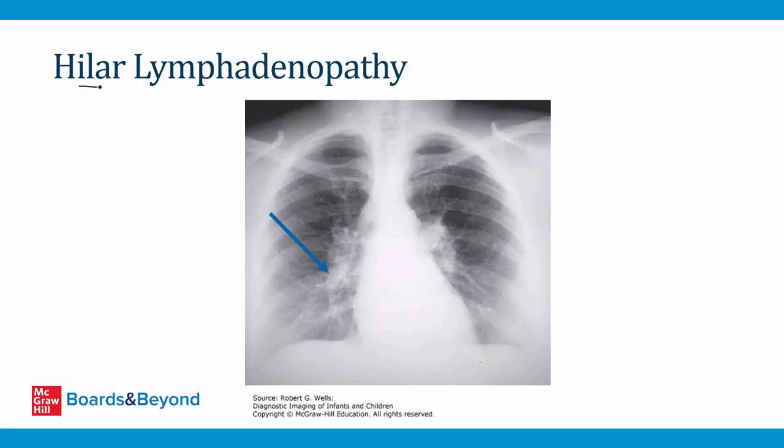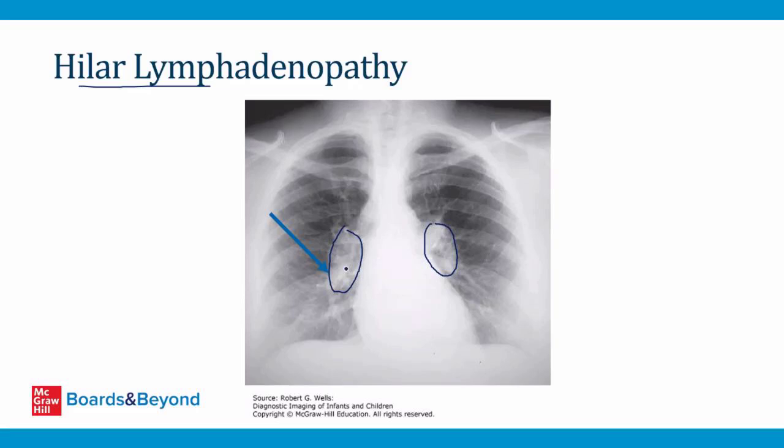Okay, here's an example of hilar lymphadenopathy, which is enlargement of the lymph nodes at the hilum, which is the area on the right and left side of the mediastinum in the chest. So notice this fluffy white material right here. This is over on the right side of the chest, and you've got another fluffy white area right here over on the left side of the chest.